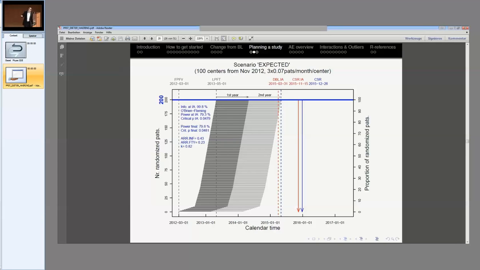And you can now see that if we really make it in this expected fast scenario where we triple recruitment, we can just make it or just not make it to have everyone completed at the time of database lock.